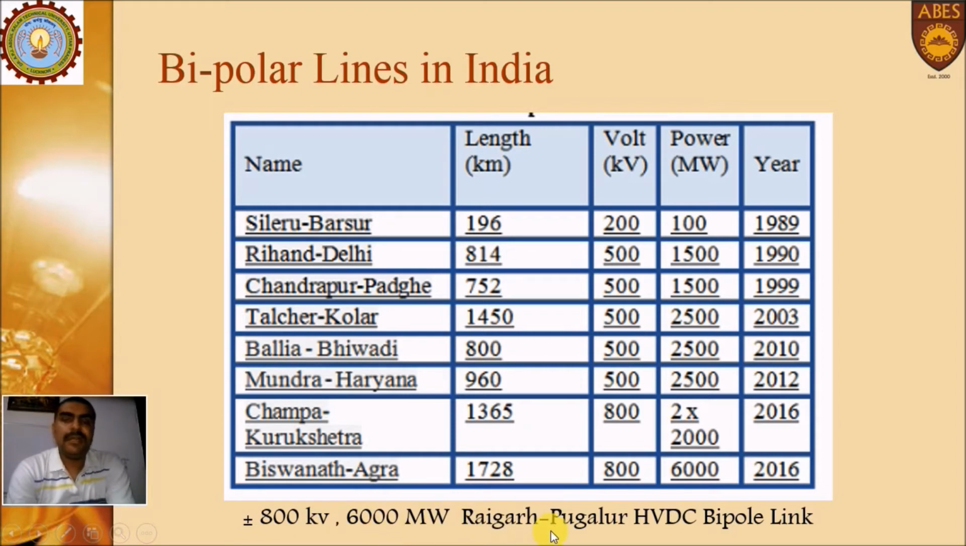This is the Raigad Pugalur HVDC bipole line. This is the latest development. It was installed in 2018.